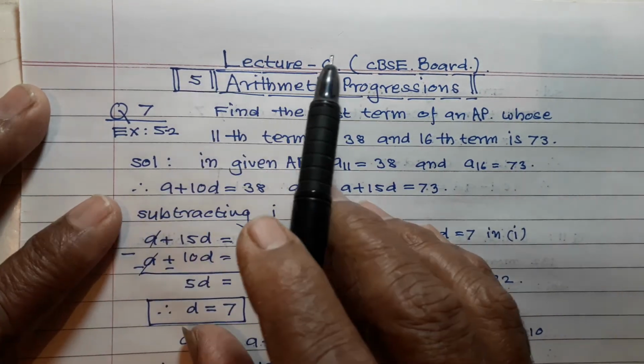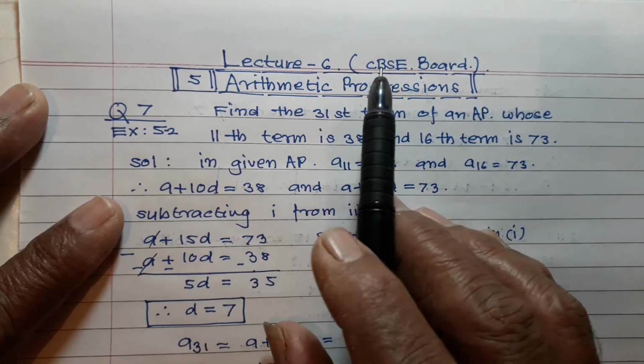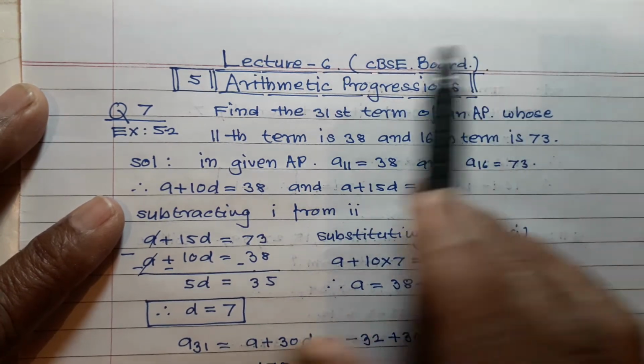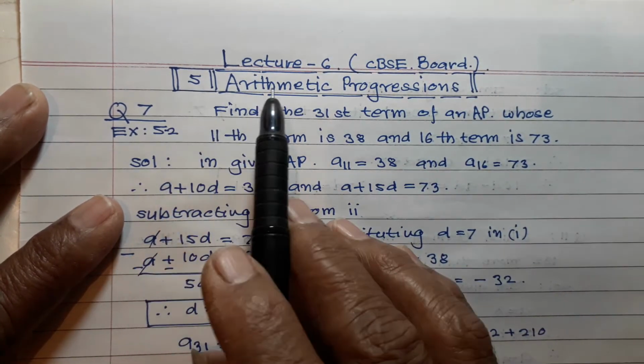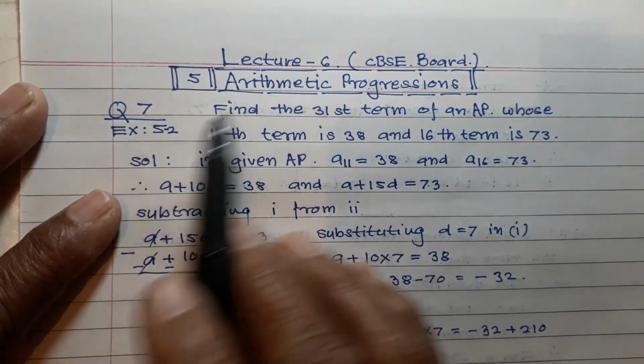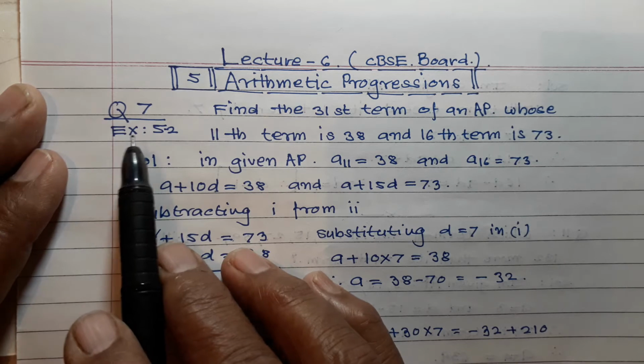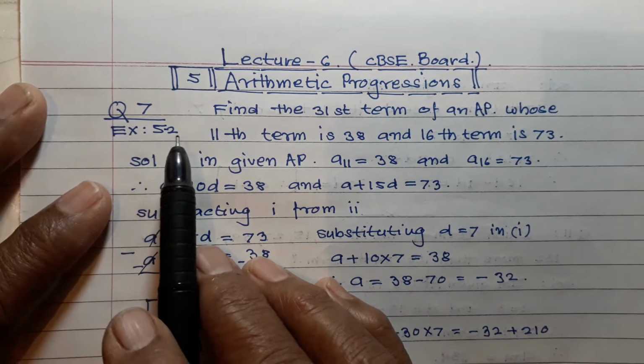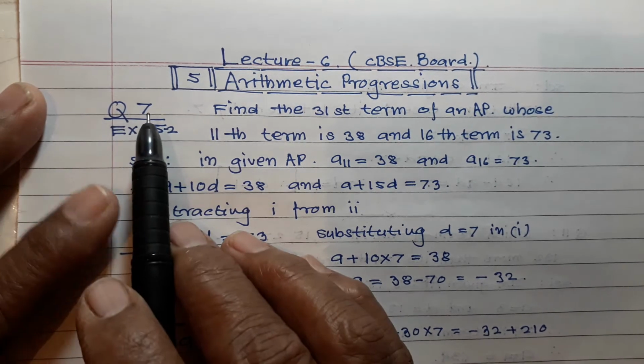Hello, my dear student. Lecture number 6 for CBSE Board. Chapter number 5, Arithmetic Progressions. In this lecture, I am going to explain some examples from exercise 5.2, question number 7.